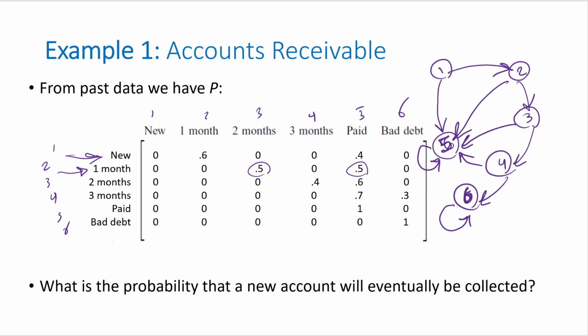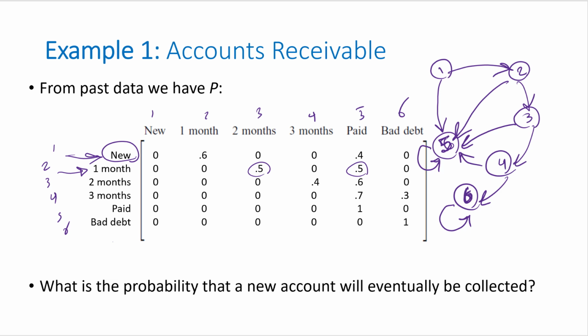Okay, now we're interested in answering this question. What is the probability that a new account will eventually be collected? How do we know that? What's the probability that a new account will eventually be collected?